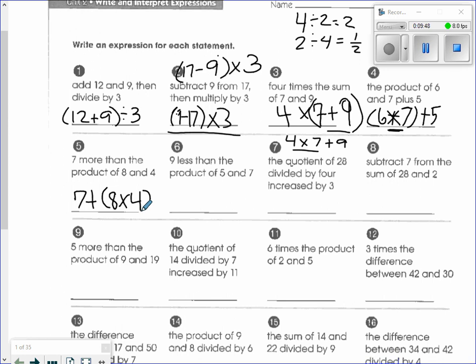So 7 more just means that it's getting bigger. It's going up. Getting larger. So the product of 8 and 4. The product means you're multiplying 8 and 4. Then you're taking that product, and then it's 7 more. So it has to get higher. 7 more. 9 less than the product of 5 and 7. Hunter.